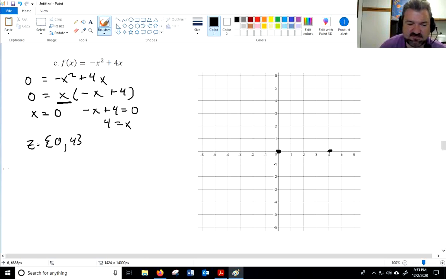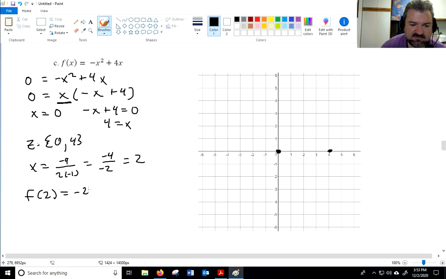So it looks like the axis of symmetry has got to be right in between there. It's x equals negative b over 2a. So that'd be a negative 4 over a negative 2. That's a positive 2. So that's good. That's what we thought would happen. f of 2 is negative 2 squared plus 4 times 2. That's a negative 4 plus 8, which is 4. Would make sense that my vertex be up here, since this is negative, it's going to go downward. So 2, 4.